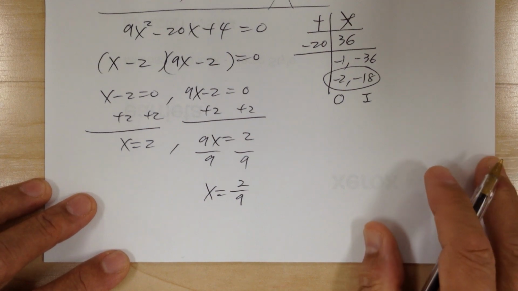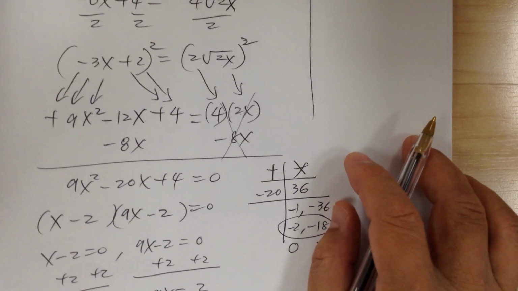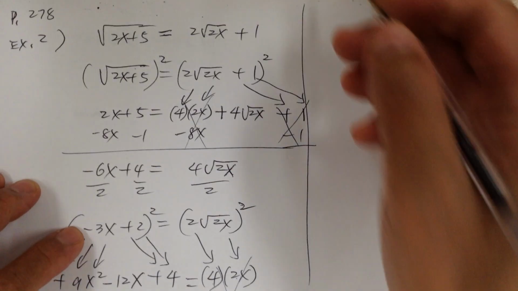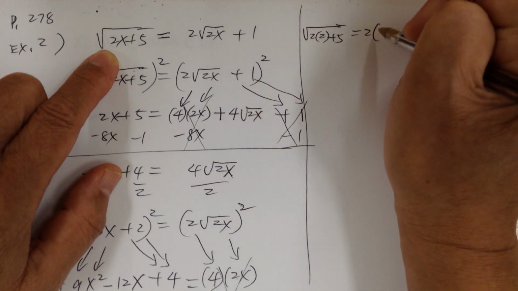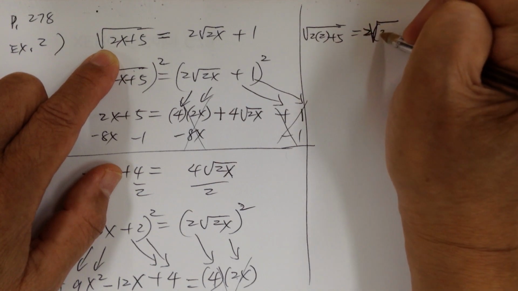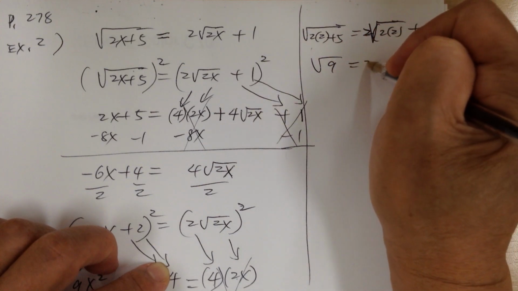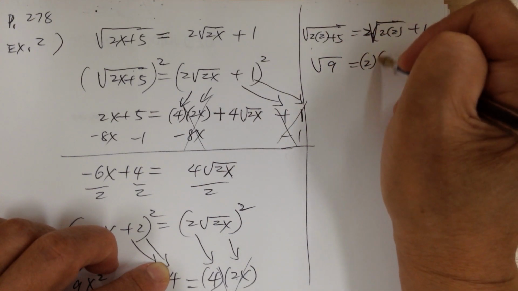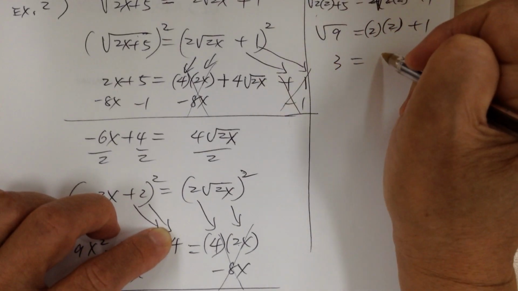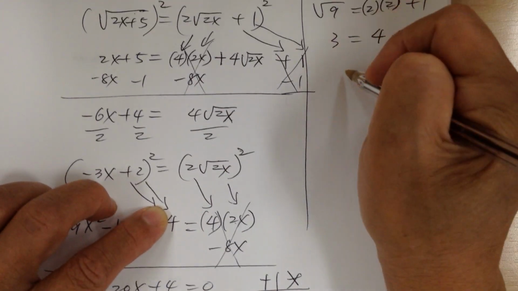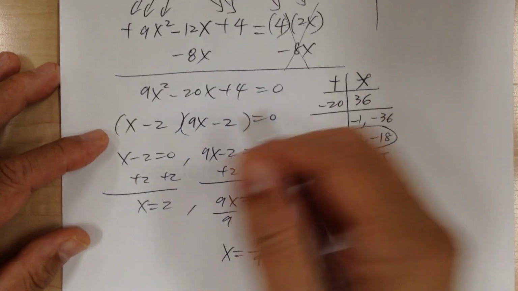Okay, so now we have to check our answers. So go back to the original part over here. Let's go and check x equal to 2. So when x equal to 2, you got square root of 2 times 2 plus 5 equal to 2 times square root of 2 times 2 plus 1. So this is equal to square root of 9 equal to 2. Now, this will give me a 2, right? 2 times 2 is 4, square root of 4 is 2. And this will become 3 equal to 4 plus 1. And so 3 equal to 5. Okay? And so this is no good. So this one is bad.